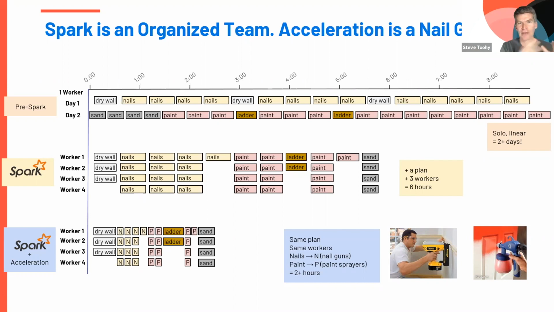So Spark is bringing together an organized team, whereas acceleration on top of that is taking individual tasks and operators and accelerating them. And so Song introduced the SmartSSD. That's one of several accelerators that Bigstream incorporates. And now we're going to deep dive a little into how that comes to life.